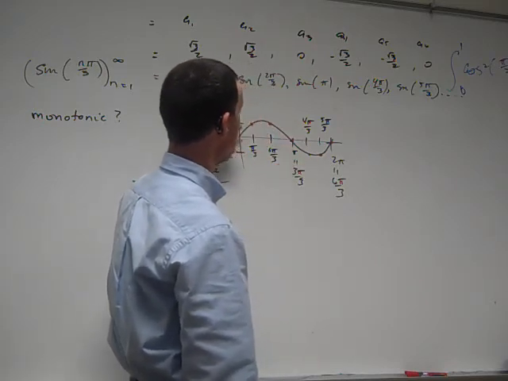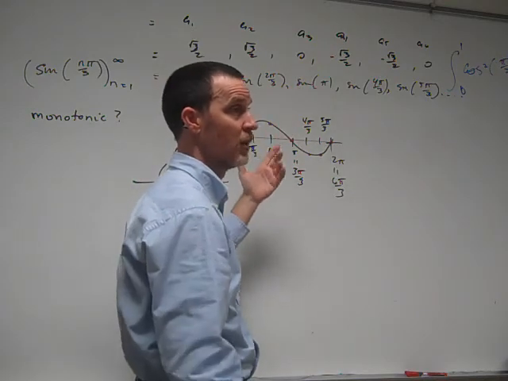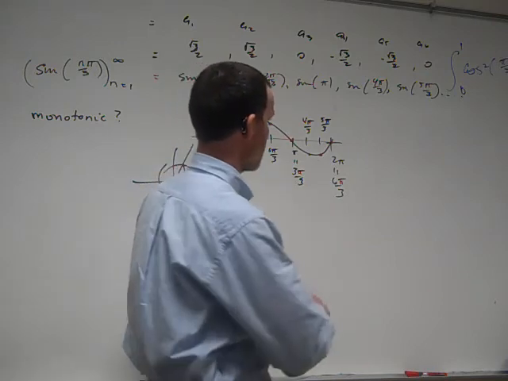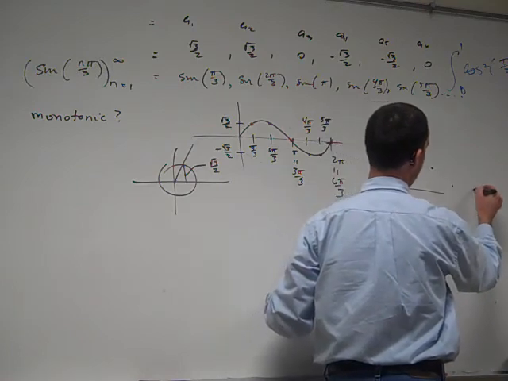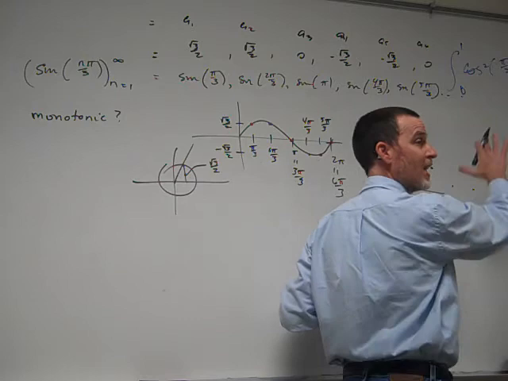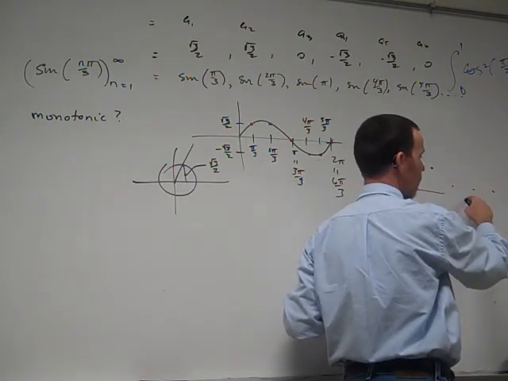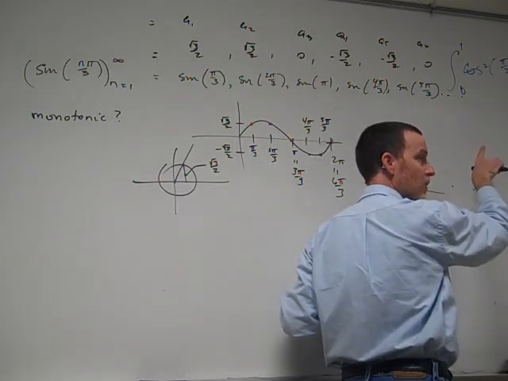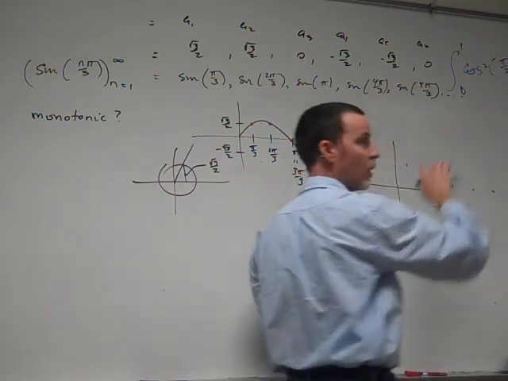Now, looking at the picture, are these dots always increasing? No. Are they always decreasing? No. Are they non-increasing? Remember, non-increasing means you can be the same for a while, but you can never go up, right? Non-increasing means a sub n plus 1 is never bigger than a sub n. It never takes a step upwards. So you can go stair-stepping down, but you can never go up.